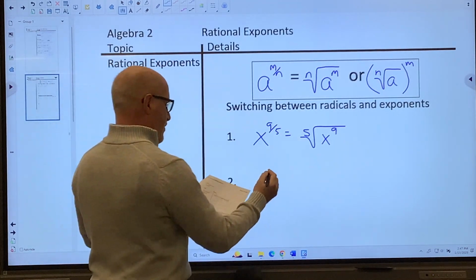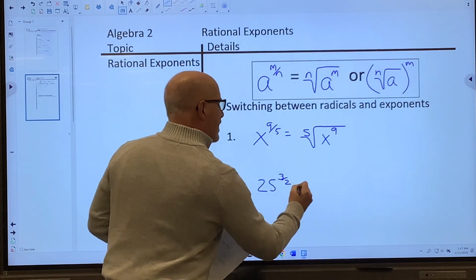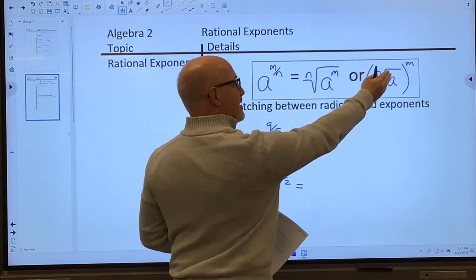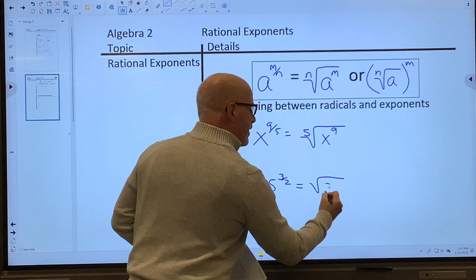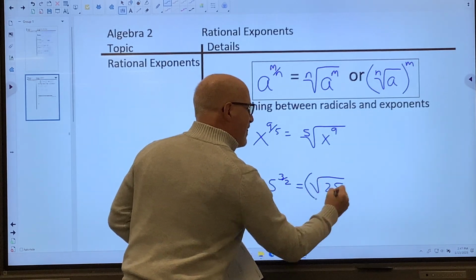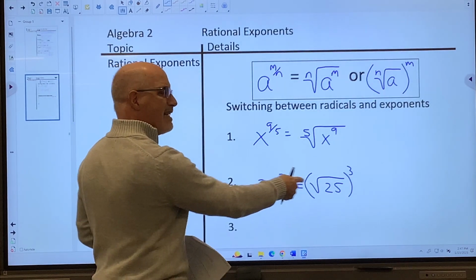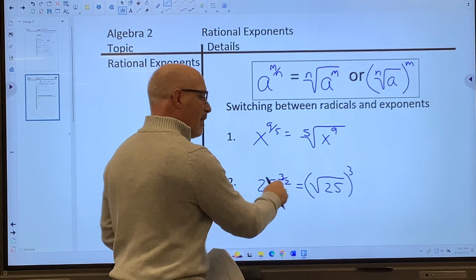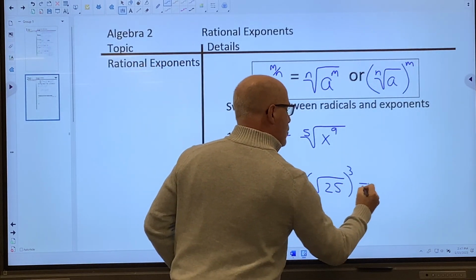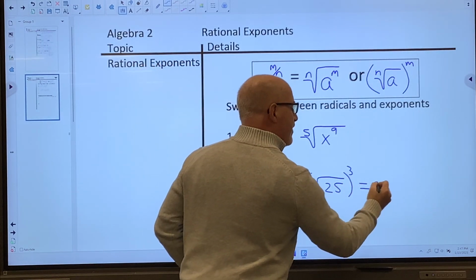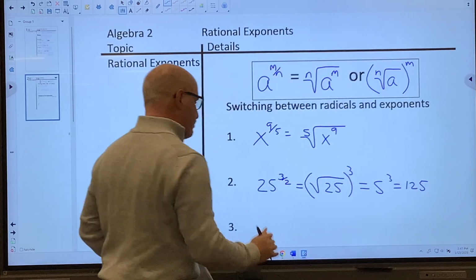Now, if I have, for instance, 25 to the 3/2 power, my recommendation is using the second form first because it's going to be easier to take the square root of 25, which we know, and then putting that result to the 3rd power. Now remember, if I don't list an index, that's implied to be a 2 as my index. So when I do this, the square root of 25 is 5, and then I put it to the 3rd power and get 125 for that.